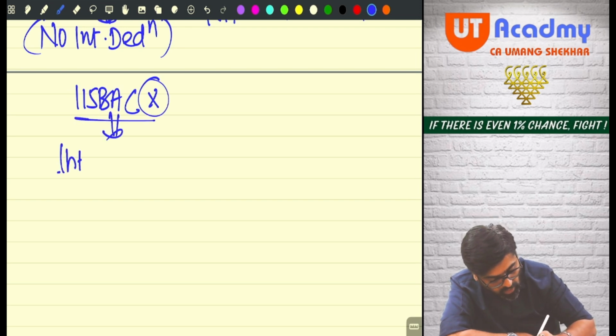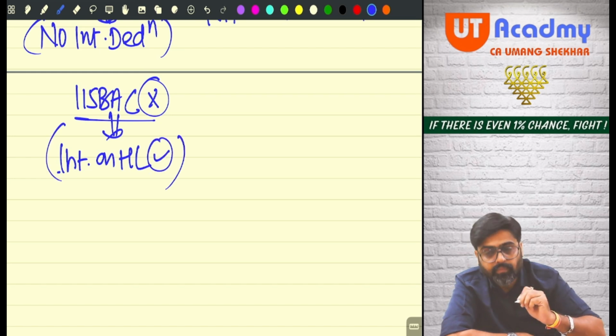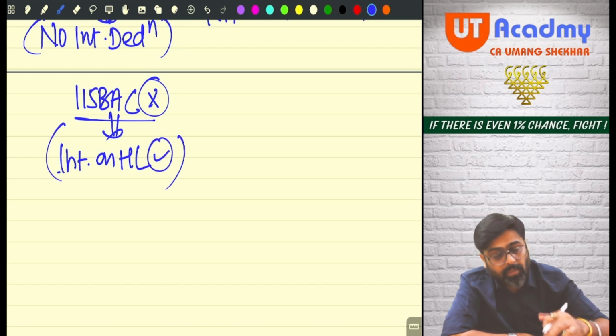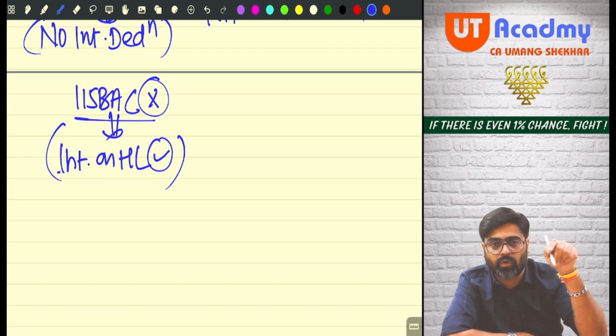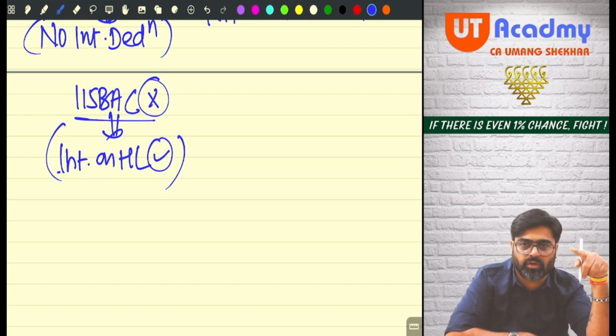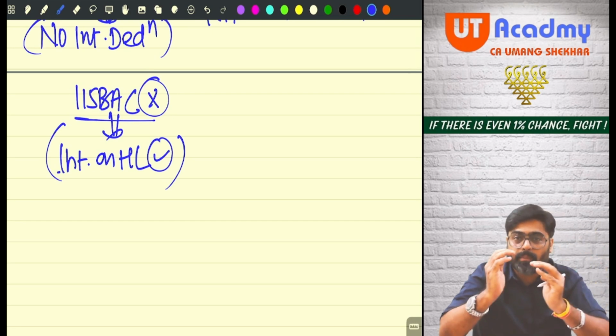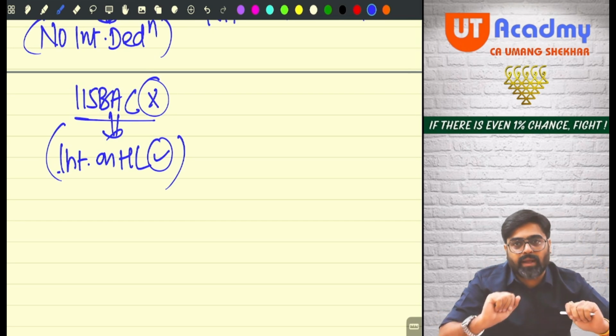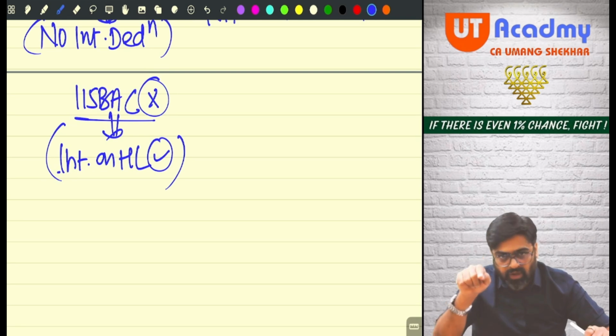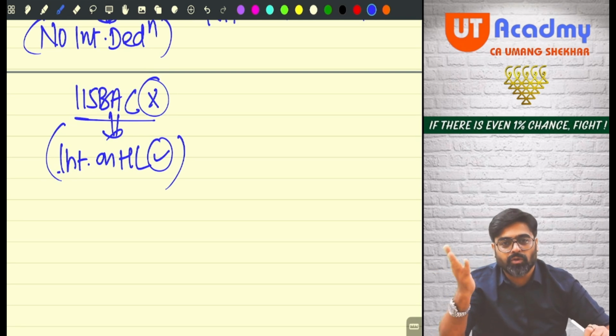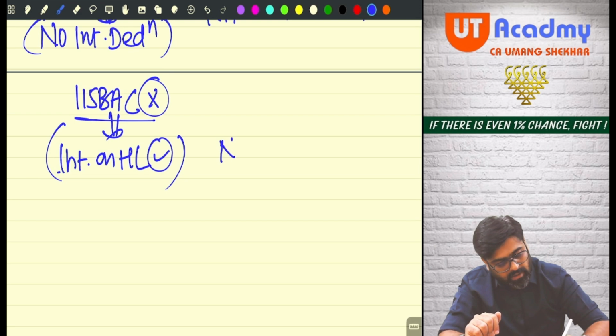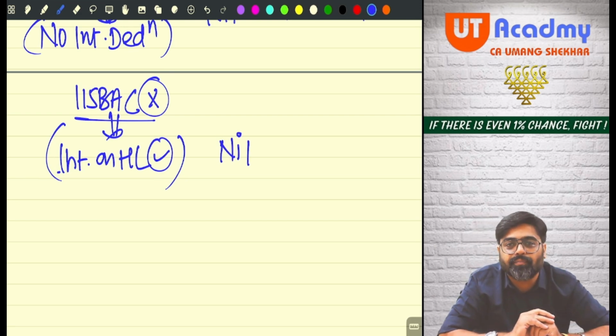That means now interest on housing loan deduction you are supposed to get. So from H1, H2, H3, all the incomes will be 0. But finally, interest on housing loan deduction you can claim, no? For the first property, there was no loan, so no interest. So here, the final income will be nil.